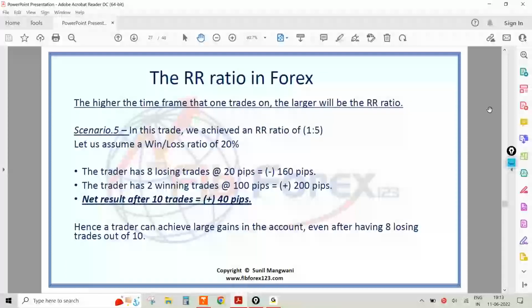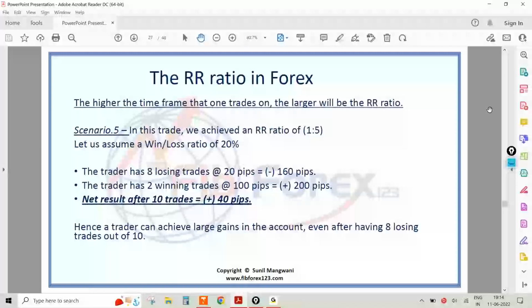Now going over this particular scenario on the 4-hour, right? We had a risk to reward ratio of the first target of 1:5. Because my risk to reward ratio was higher, I can afford to reduce my win-loss ratio. So let's assume that I have a win-loss ratio of 20%. That means out of every 10 trades, I win only 2 trades and I lose 8 trades, which is not good, honestly. You should not be doing that. If you have a good system, you should be having a much better win-loss ratio than this.